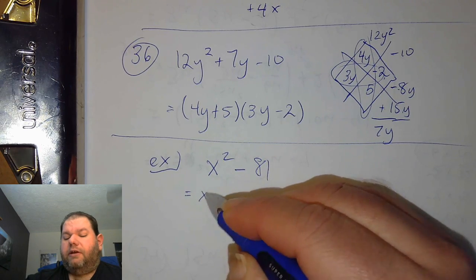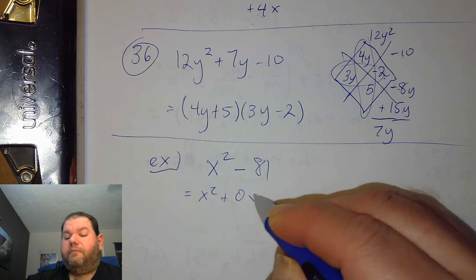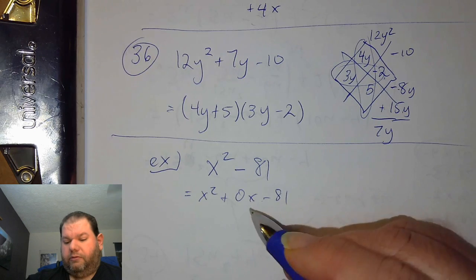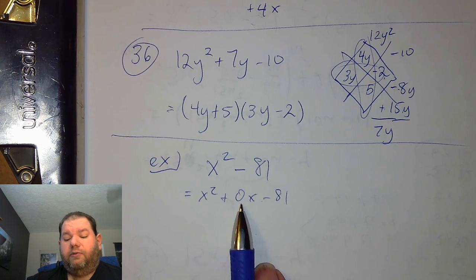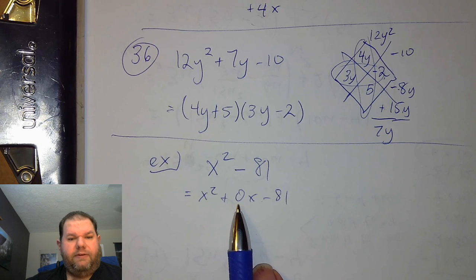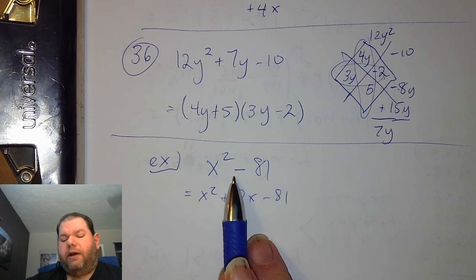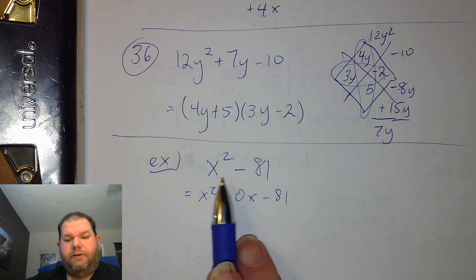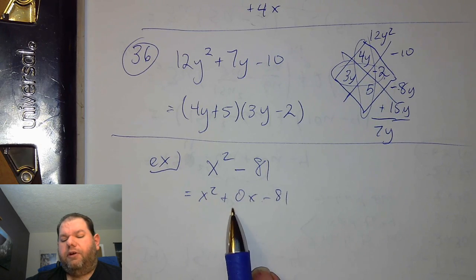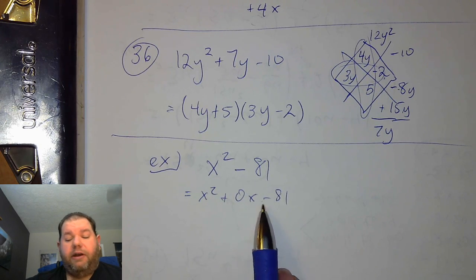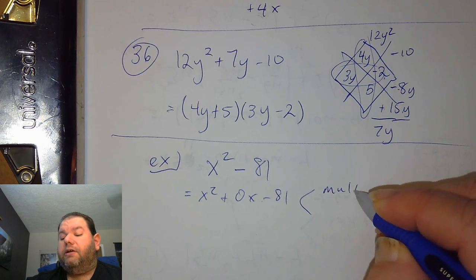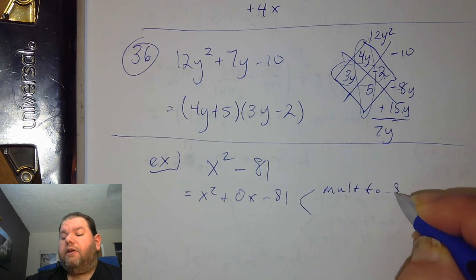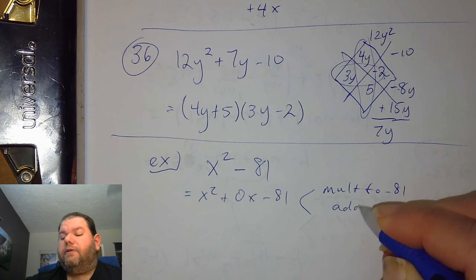Now, technically, there is no number in the middle, so we can imagine that that's basically a 0. Since there's no x term in this polynomial, we can imagine that it's going to be a 0x. So we would need two numbers that multiply to negative 81, but add to 0.